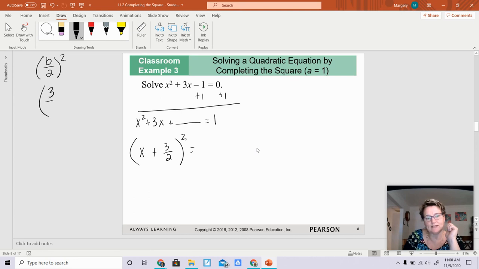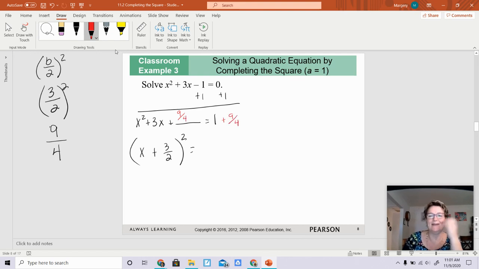So my b is 3. I can't actually divide 2 into 3, and I don't want a decimal. Do not make it a decimal. So when I actually square that, I get 3 times 3 is 9, and 2 times 2 is 4. So I'm going to add 9. I'm going to put 9/4 here, and I'm going to add 9/4 here.